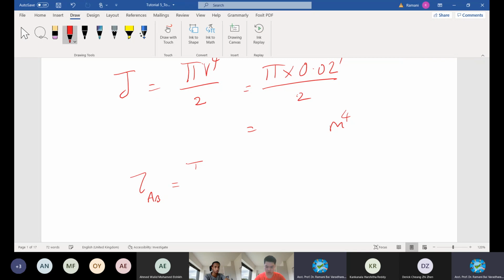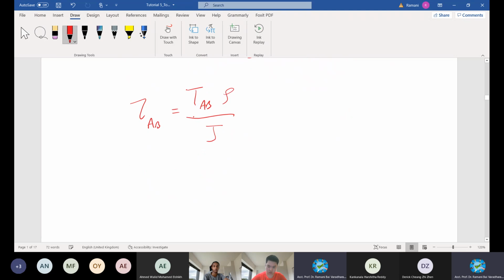Directly you can substitute: torsional moment at AB times the distance rho over J, right? Yes, J. Can you calculate yourself if you know? Similarly, you can go for BC, which is also torsional moment at BC.